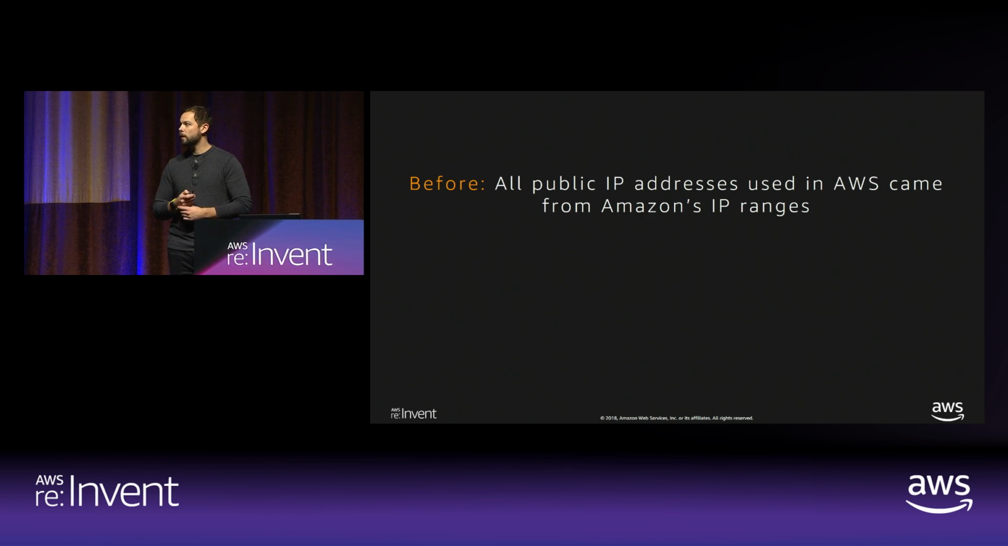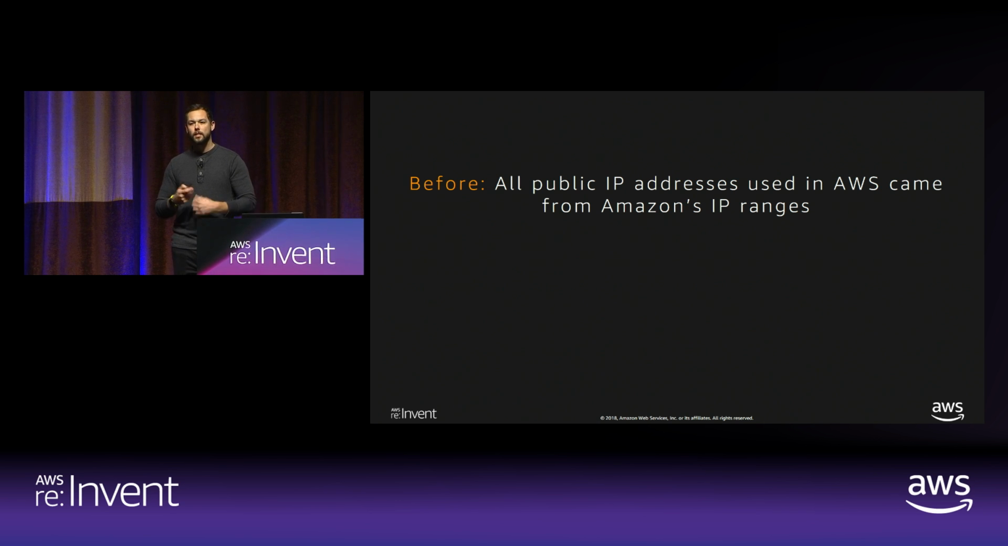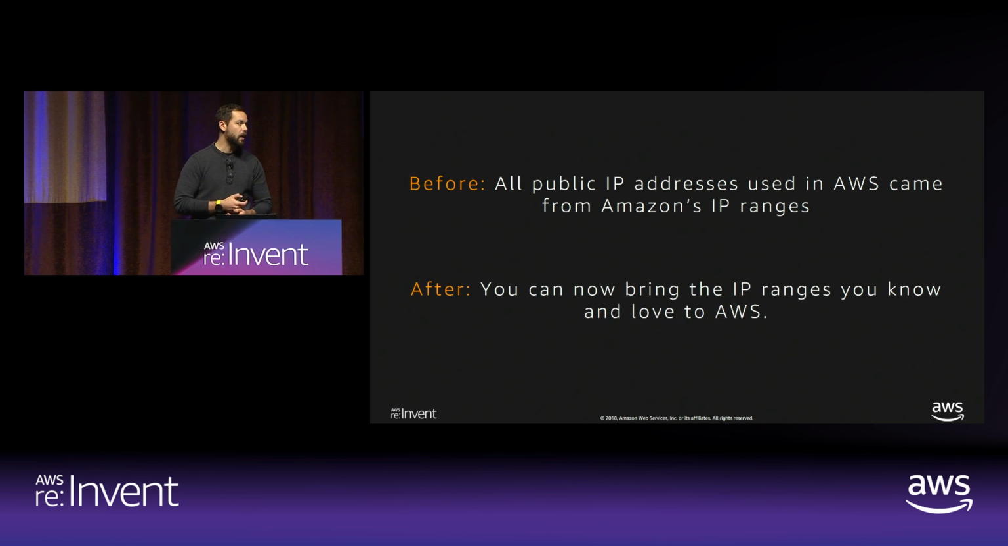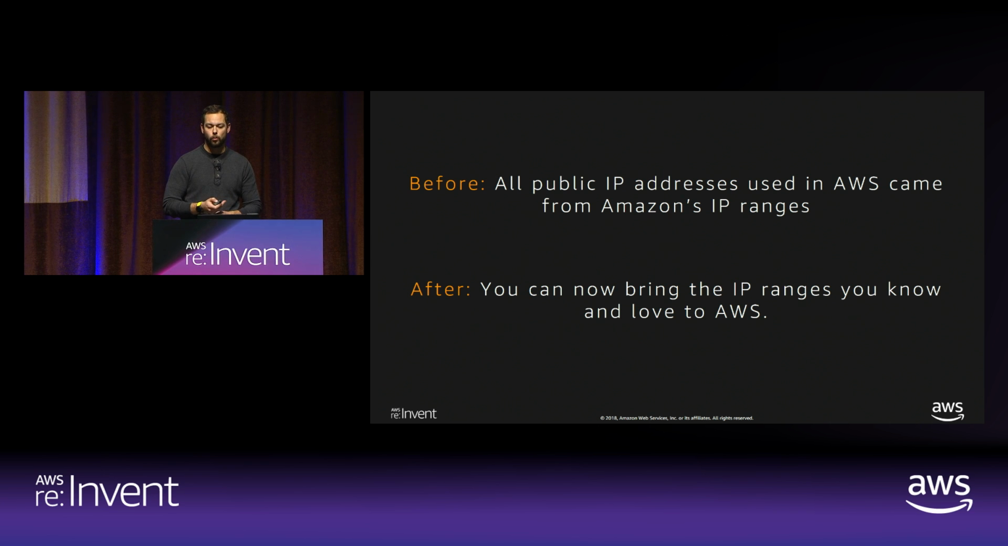Okay, so before, public IPs were basically allocated out of AWS's ranges. After, they're allocated out of your IP pool. Great.